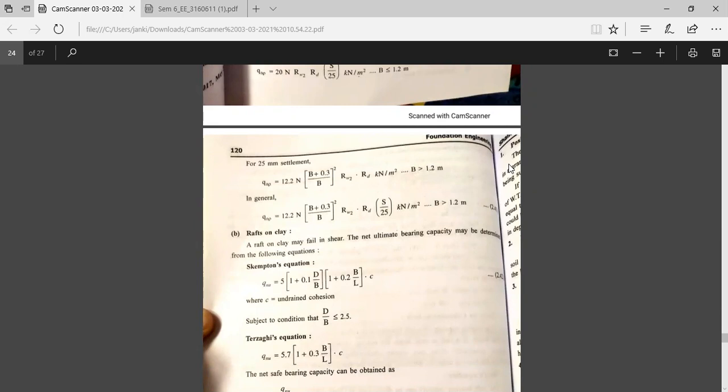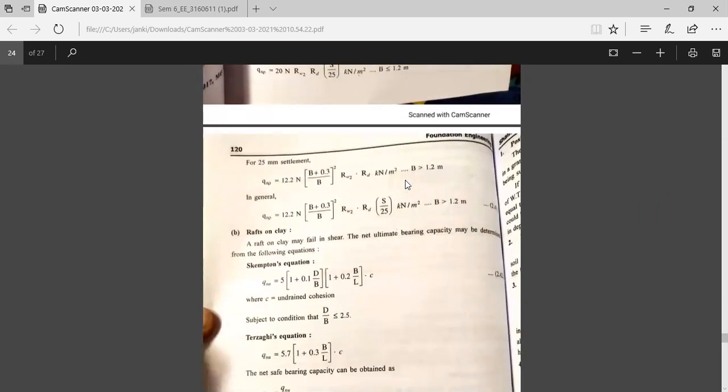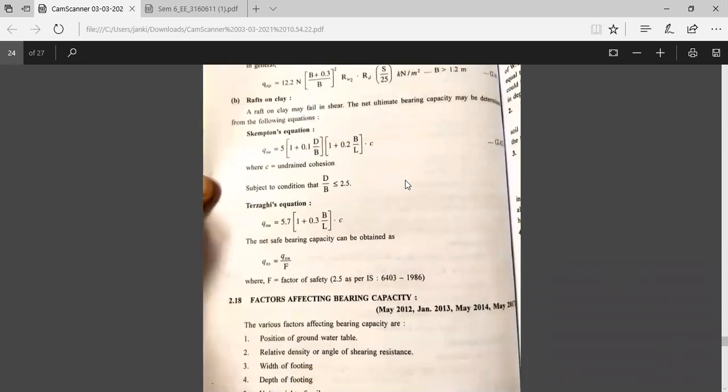Here there is some correction. Here 25 is less than 1.2 and here it is greater than. So for a raft on clay, the raft on clay may fail in shear. The net ultimate bearing capacity may be determined from the following.